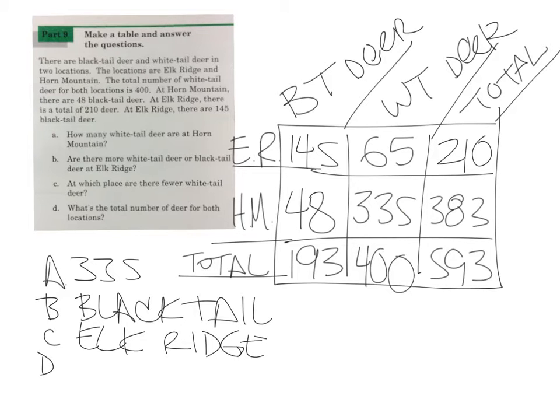Okay, and then for D, the last one is asking, what's the total number of deer for both locations? So since they didn't tell us black or white, we're going to assume that it's a total deer, black and white-tailed deer, total for both locations. So we're not just asking about the deer in Elk Ridge or Horn Mountain, but both deer in both locations is 593.